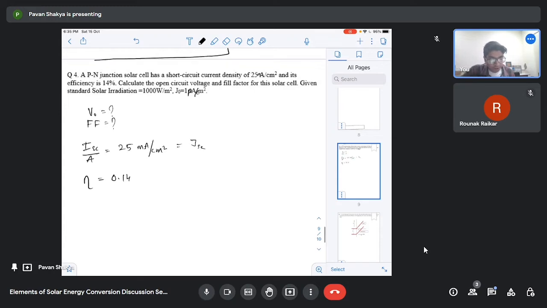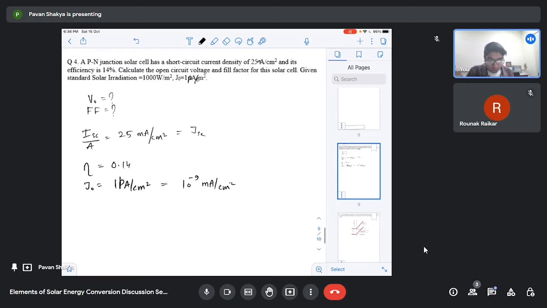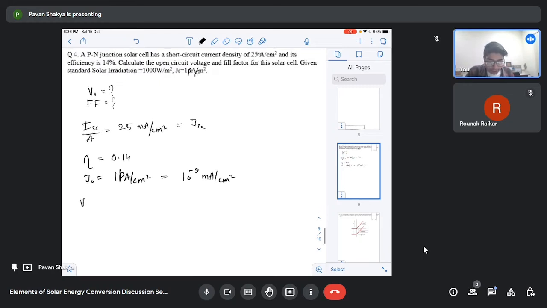Okay. And the J naught is given as 1 picoampere per centimeter square. So I am just converting it in terms of milliampere per centimeter square. So it will be equal to 10 to the power minus 9 milliampere per centimeter square. Okay. Now, for the open circuit voltage, we can directly use the formula, that is given as VOC is equal to KT by Q multiplied by ln ISC divided by I naught plus 1.